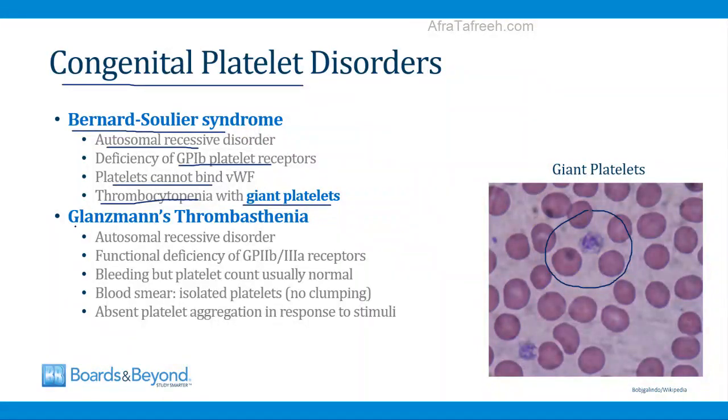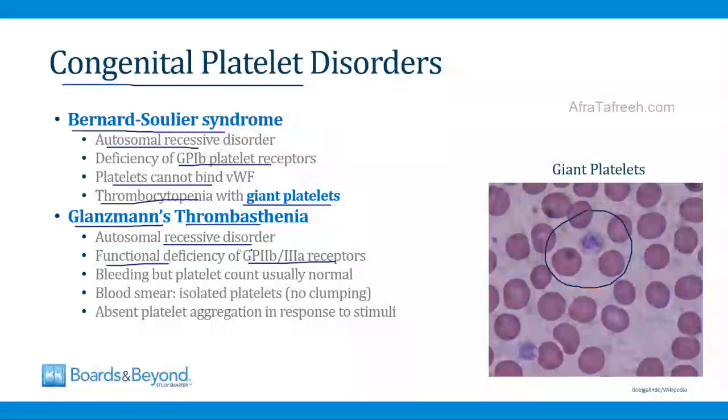The second disorder is Glanzmann's thrombasthenia. This is also an autosomal recessive disorder, and children with this condition have a functional deficiency of the GP2B3A receptor. Basically, part of the receptor is not normal, and therefore it doesn't function normally.